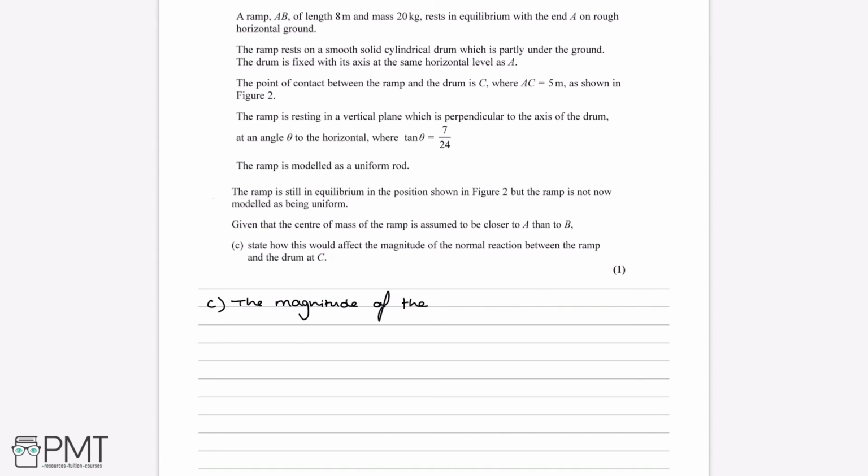And for this question, because it is simply state how this will affect the magnitude of the normal reaction, we don't actually have to give a reason why. It is literally asking us to say whether it would increase, decrease, or stay the same. And so this is enough to get us 1 mark, because we've stated that it will decrease, and that is the answer.